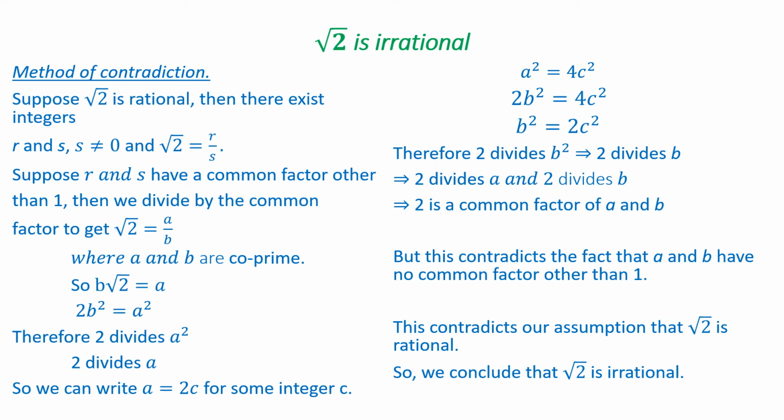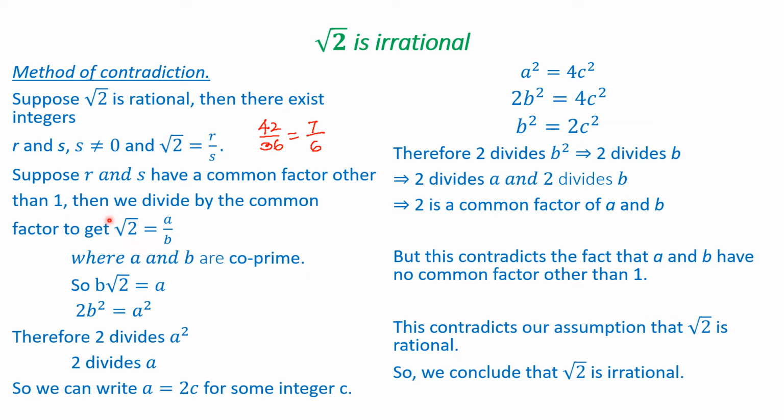Suppose r and s have a common factor. As an example, I am taking 42 divided by 36. That is, suppose root 2 I am expressing as 42 upon 36. Then you can see that there is a common factor 6 between 42 and 36. When I remove the common factor and write it in its simplest form, it will come to 7 by 6. So suppose r and s have a common factor other than 1. Then we divide by the common factor to get root 2 is equal to a by b, where a and b are co-prime, meaning there is no common factor between a and b other than 1.